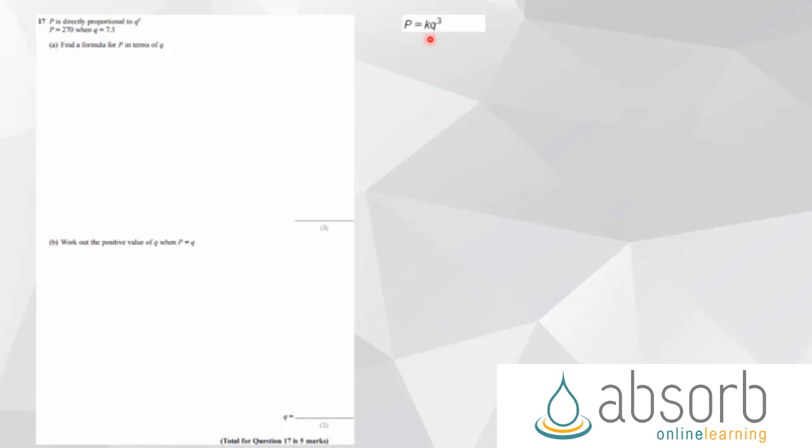Almost always in these questions you end up working out the value of K, and then you write down your final equation that comes from that. So we do that by substituting in the two values that we've got, 270 for P and 7.5 for Q. We cube the 7.5 and then we bring it over to the other side where it becomes a division. 270 divided by 421.875 equals K, and then we get our final answer of K equal to 0.64. And the formula that we write down now is just what we started with, but with the 0.64 in instead of the K.